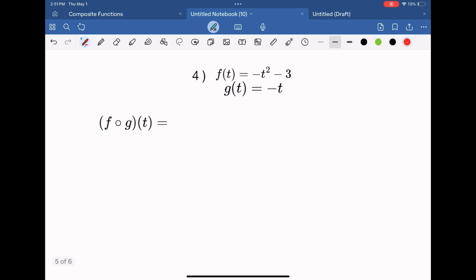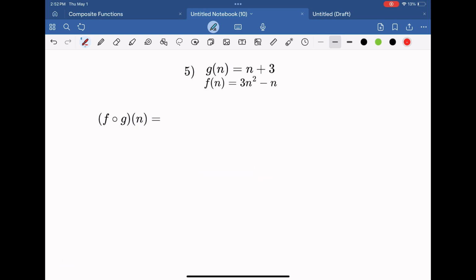Next question, number 4, f of g functions. We replace every t in f function with g(t). So negative (negative t) squared minus 3. Negative t squared is t squared, and you have to bring down the negative sign, minus 3.